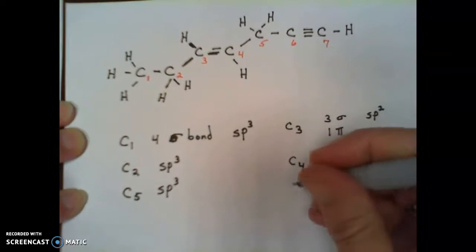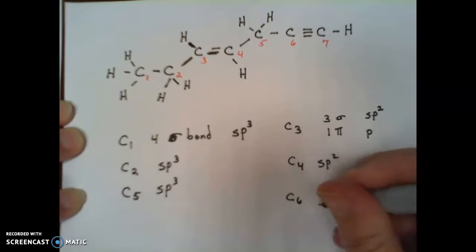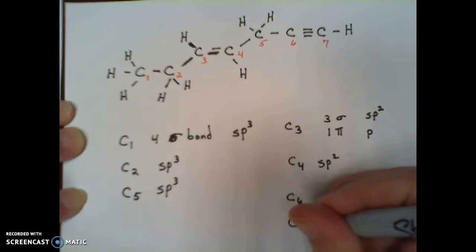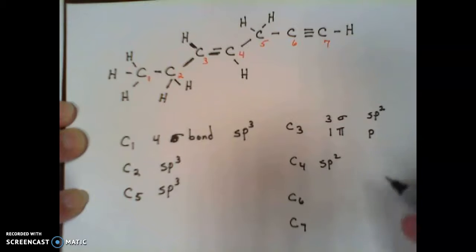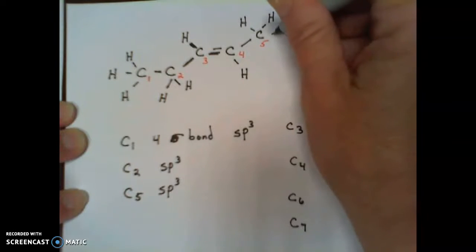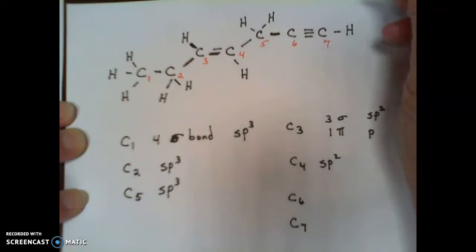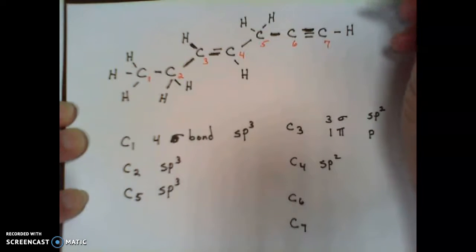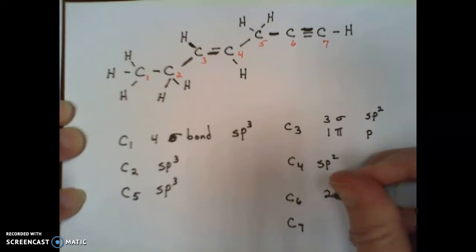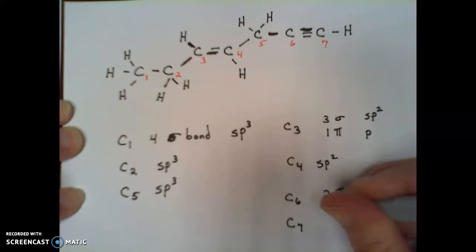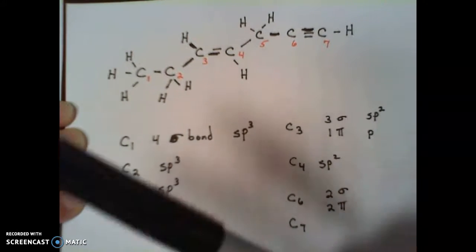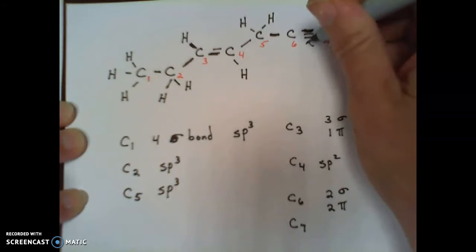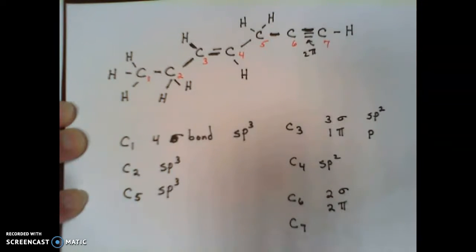So let's look at carbon 6, and carbon 7 is the same. Carbon 6 has a sigma bond to the carbon that's behind it, and it also has a sigma bond to the carbon that's in front of it. So we have 2 sigma bonds, and we also have 2 pi bonds. This is a pi bond, and there are 2 pi bonds there.